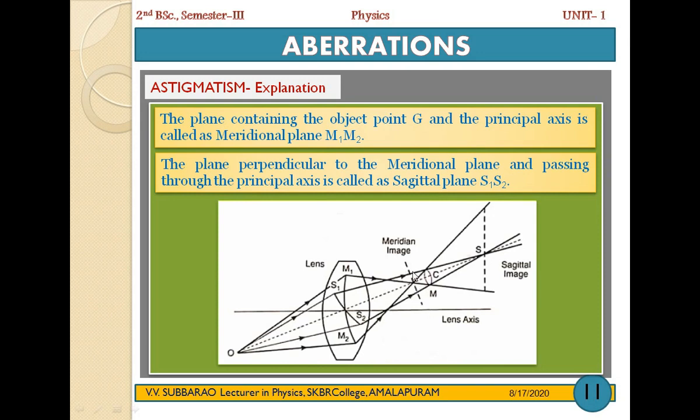That means if we place a screen at M, the image will be horizontally stretched, and if we place a screen at S, the image will be vertically stretched. If we move the screen between M and S, then the image looks like a point size image at C. This point is called the circle of least confusion, and it is the nearest approach to find the point size image.